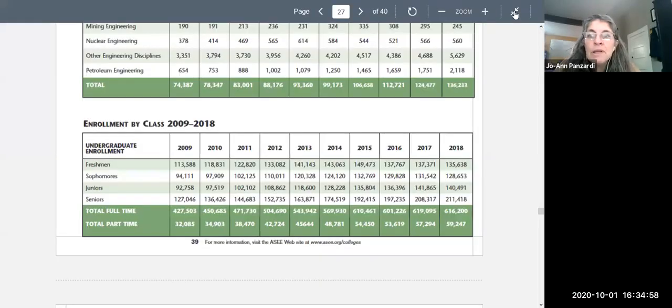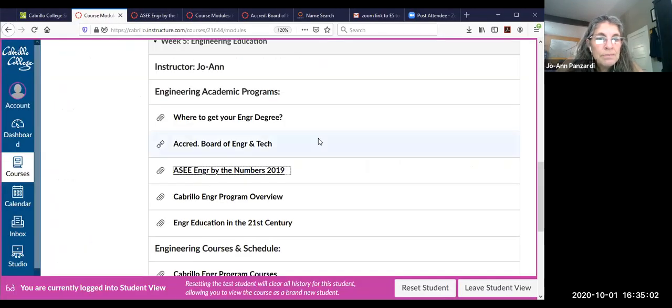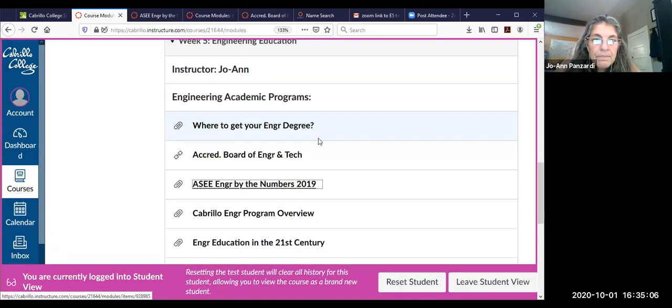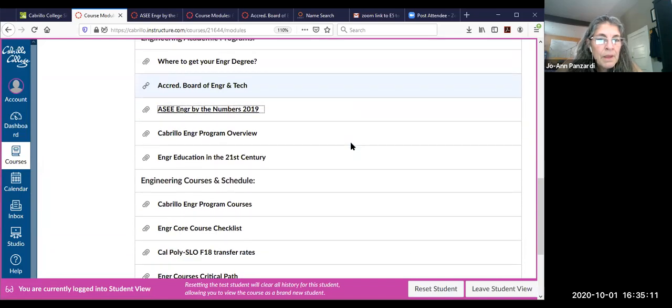All right, next thing I want to do is, I'm going to start sharing again, and I'm going to go back to the website, and I'm going to minimize this, and I'm going back to the module. So you can see the module, right? You guys, yes, thumbs up? Okay, good.